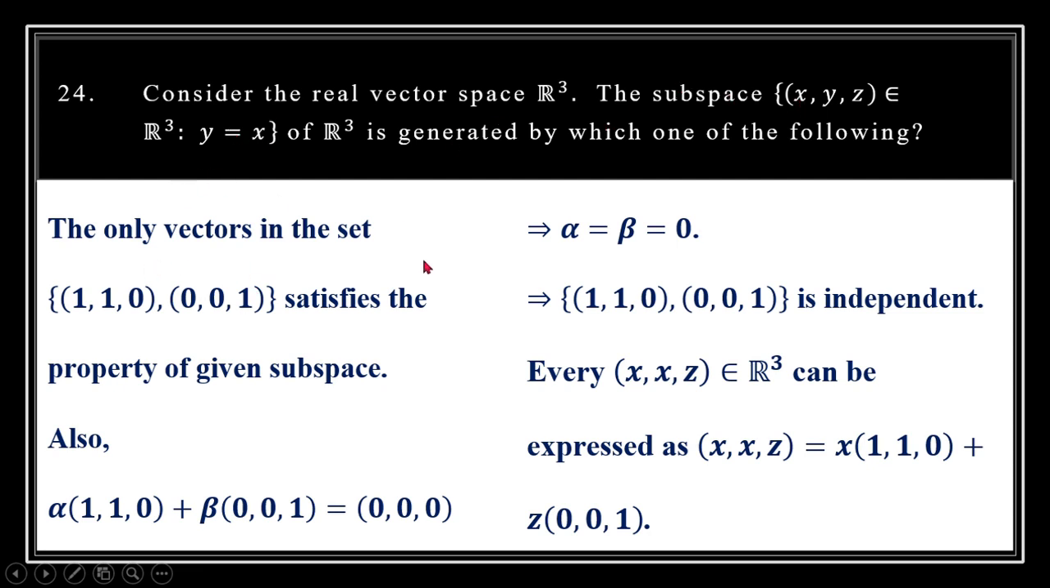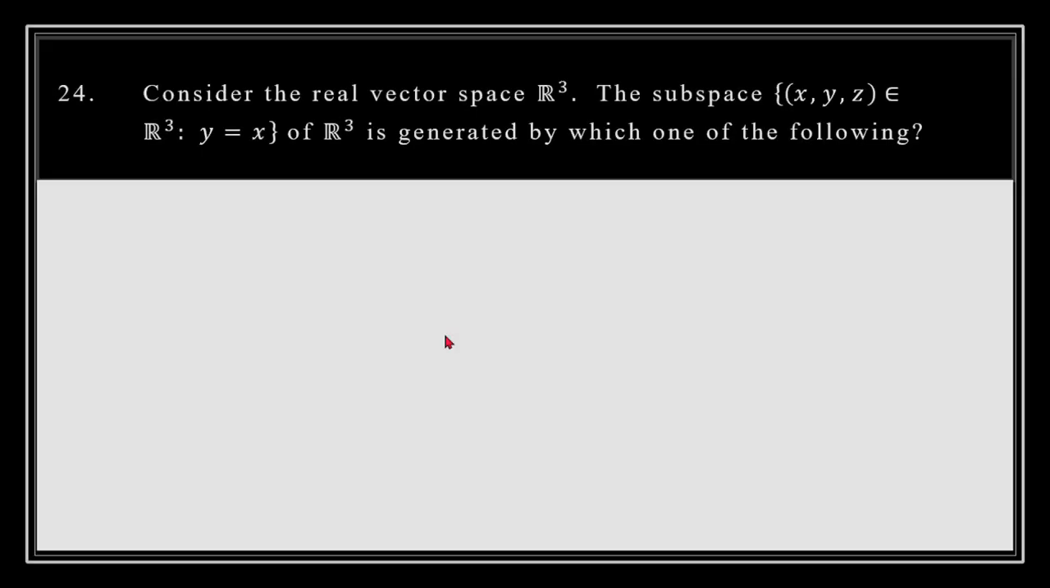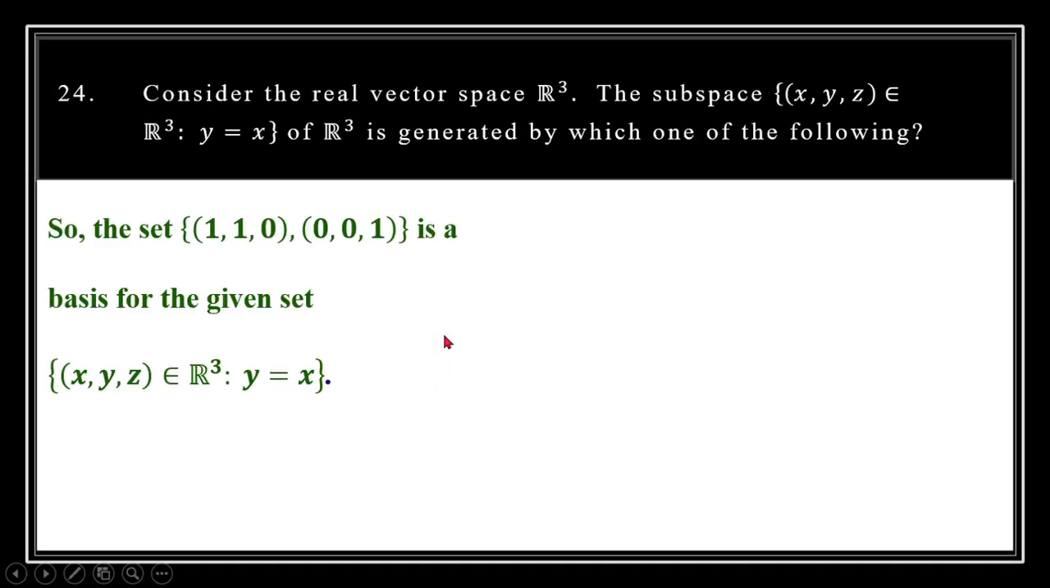So it is a basis for the given subspace, and hence we can say that the given subspace is generated by the set containing vectors (1, 1, 0), (0, 0, 1). So the correct option is option A.